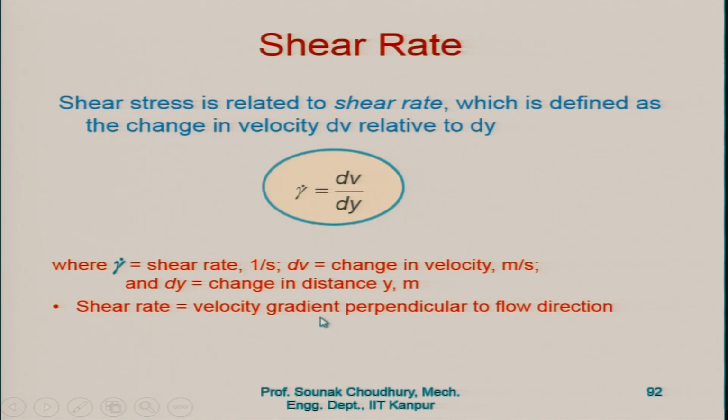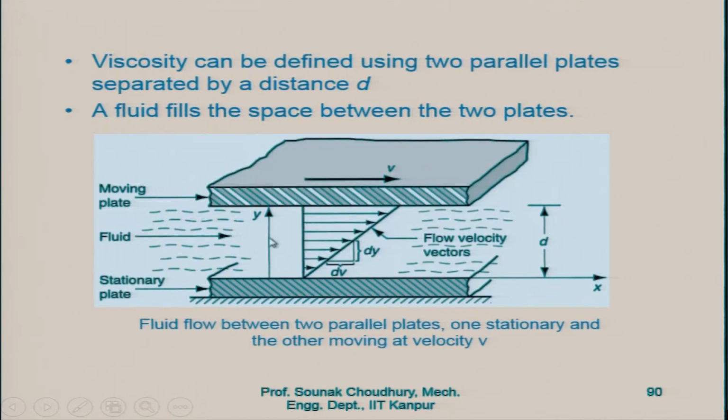This is the same as the velocity gradient. You can see that this is the velocity gradient, the change in the velocity with respect to the distance. And this is perpendicular to the flow direction. Flow direction is in this way, and this is the change in the distance with respect to the flow direction, I mean perpendicular to the flow direction.